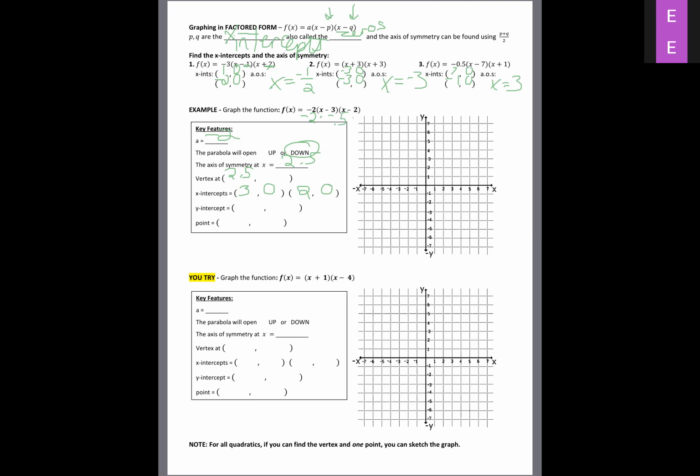Okay, so let's plot everything. Oh, y-intercepts, let's see, I can do that. Again, this one's not super intuitive. I can't just look at it. I have to do a little bit of math. So let's plug in 0 for x and see what our y-intercept would be. I'll just do my work over here: -2 times -3 times -2. So -12.